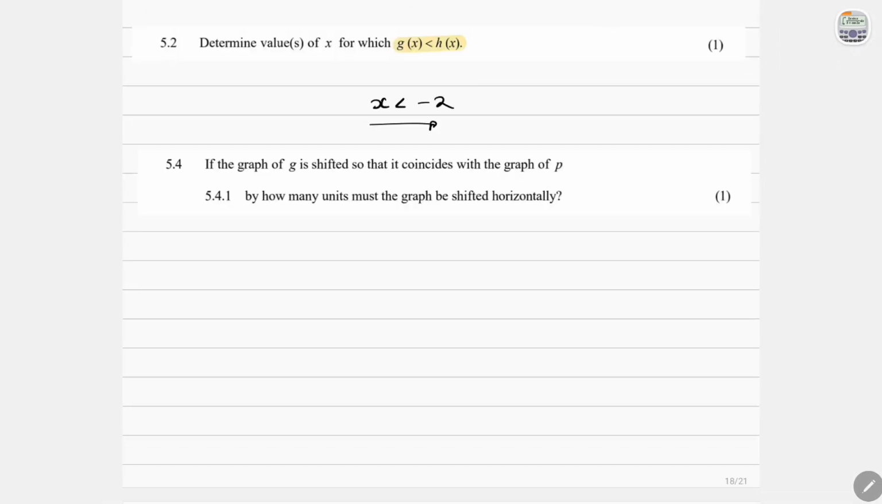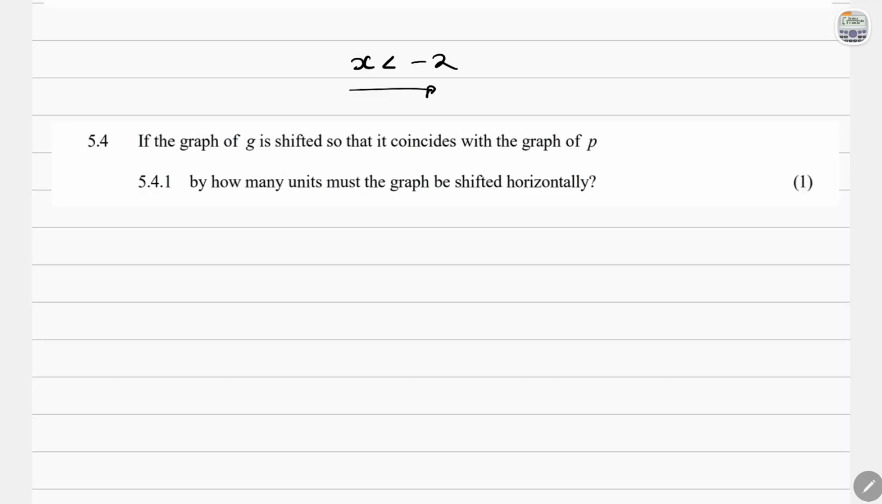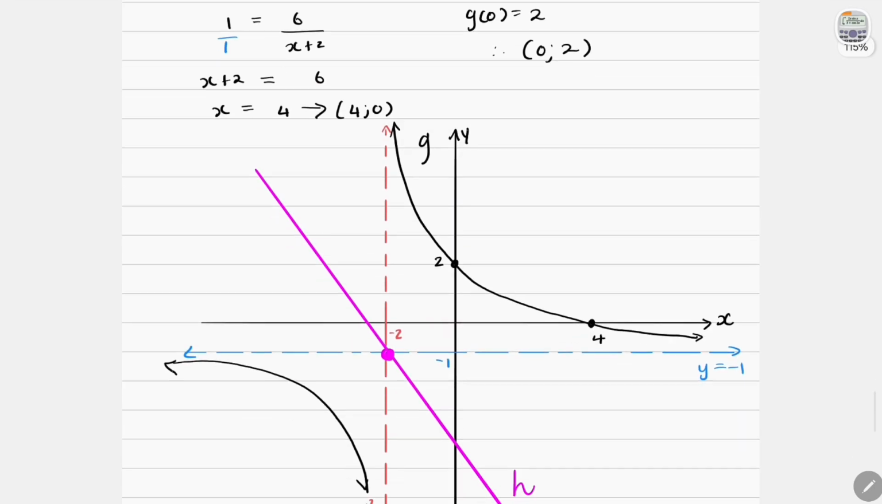Moving on to the next question. Question 5.4 says, if the graph of g is shifted so that it coincides with the graph of p, by how many units must the graph be shifted horizontally? We need to look at the direction to understand this. We're working with these two graphs, the graph of g and the graph of p.